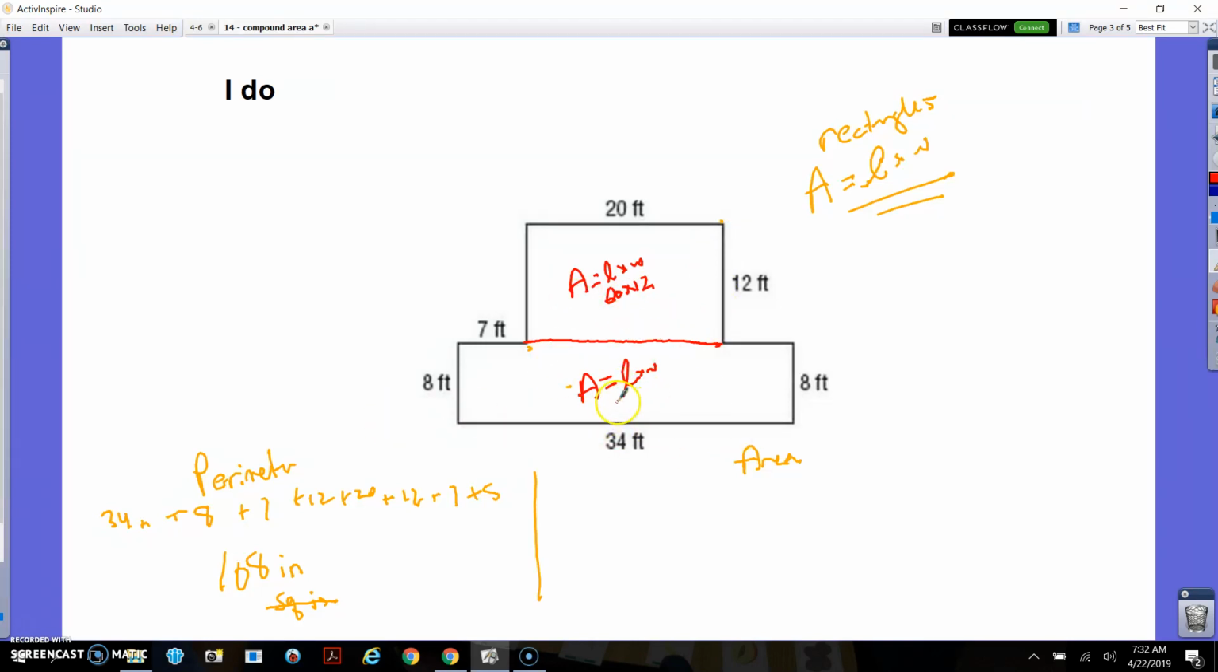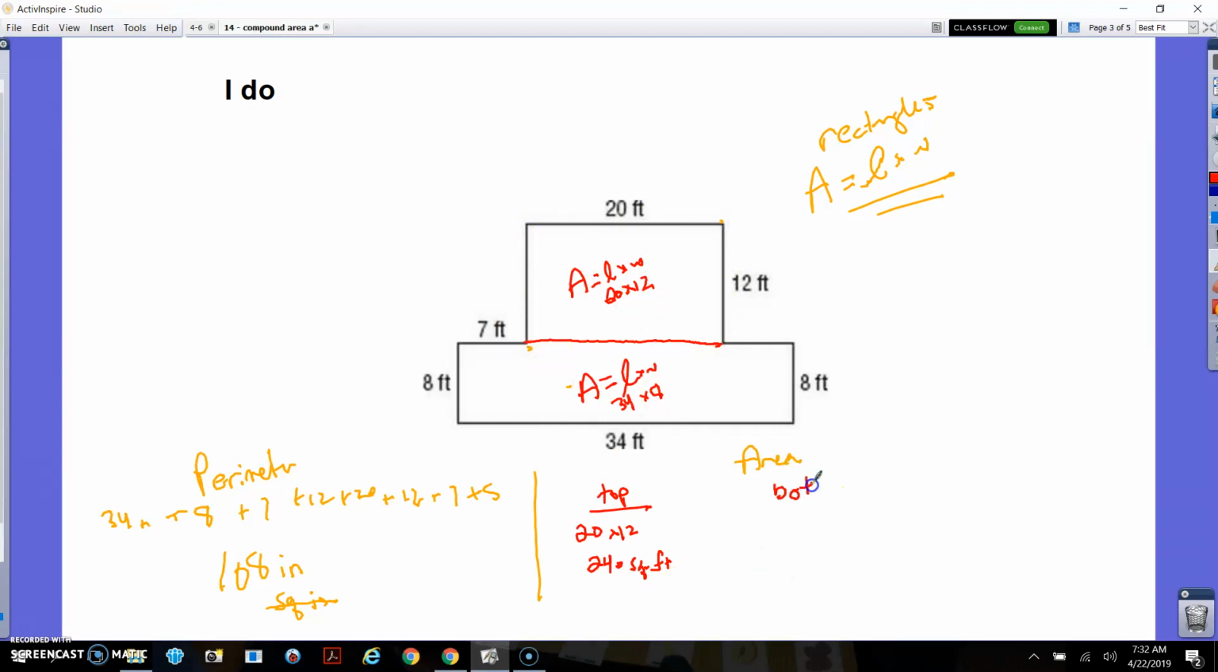And this rectangle has a length of 34 and a width of 8. So I'm just going to find 2 separate rectangles and add them together. So I'm going to do the top is 20 times 12, which is, let's see, 10 times 12 would be 120. So 20 times 12 would be twice as much. That's 240 square feet. If I were to do 20 here, 12 here, I'd get 240.